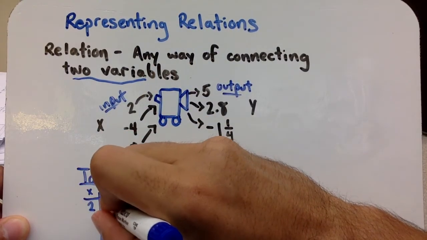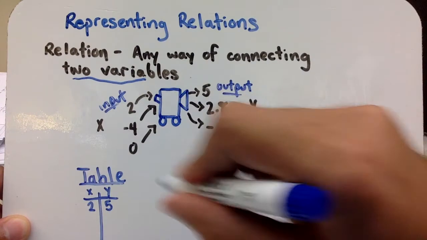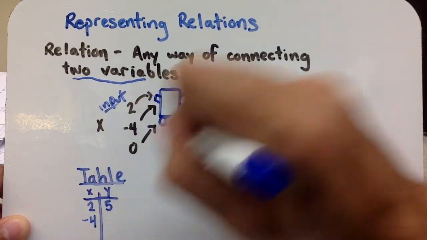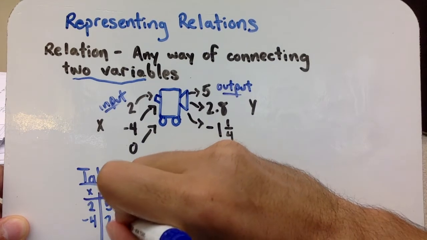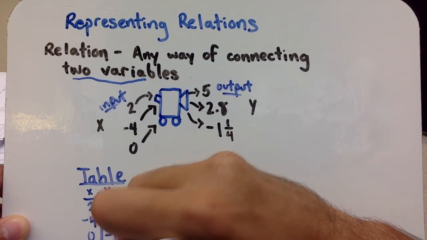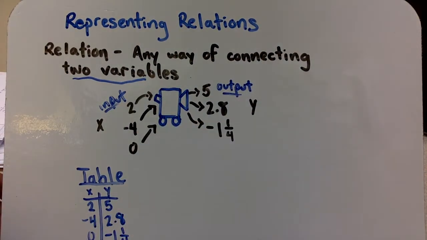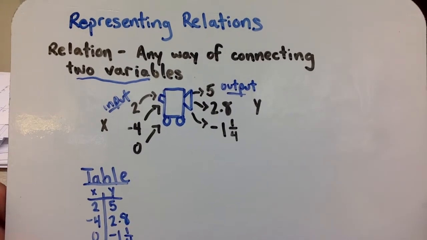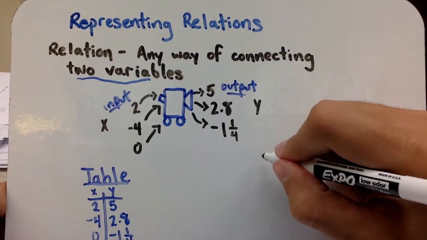So I'm going to take this same example and show you a couple different ways you can represent it. If it was -4, that was a 2.8, and 0 went with -1 and 1/4. So you're basically just going to take your inputs right there, and you're going to put them into a little table. That's one option. A second way we can represent relations is with a graph.